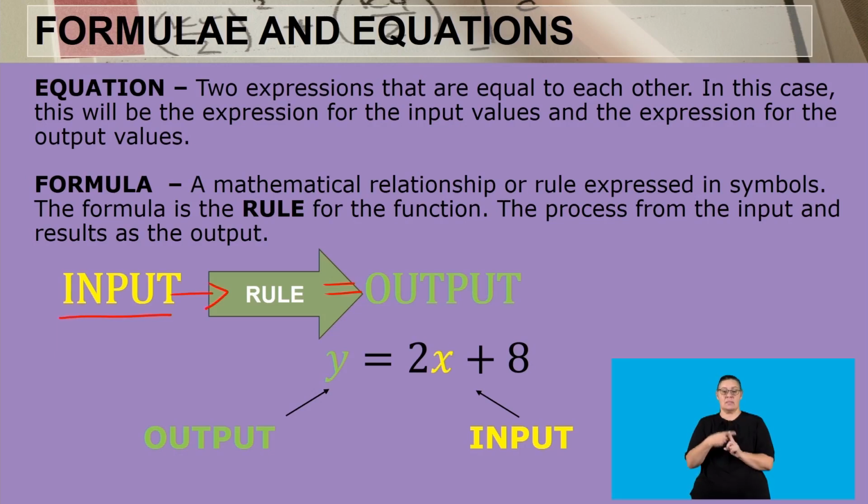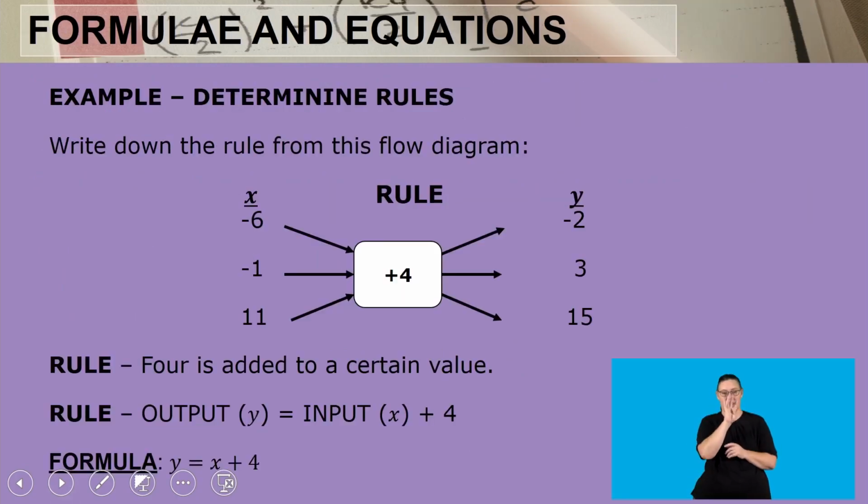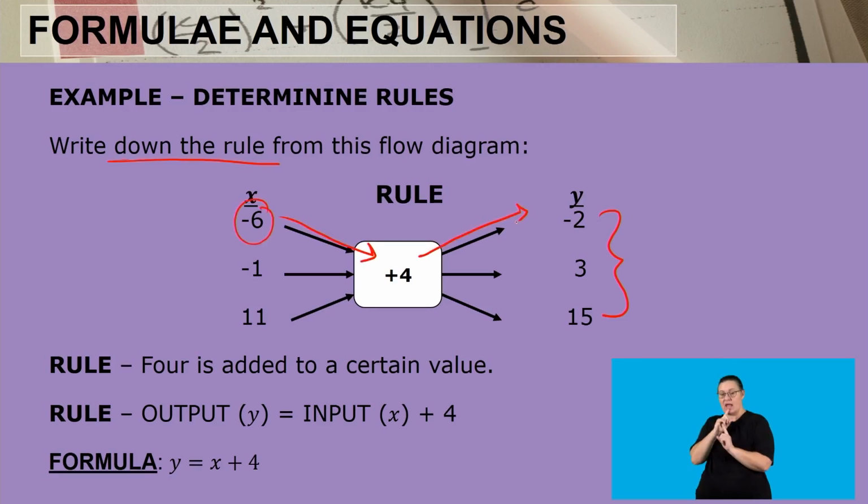The y is our output, which is the answer, and the x is the input, which is the one that goes into our rule. Let's look at those 4 flow diagrams and see if we can get the rule from those. Well, this first one here is an example where we are going to write down the rule from this flow diagram. Now, for us to get these output values, we already saw that we took the input values, we added 4, and we got the output values. And this is what happened with each of those input values.